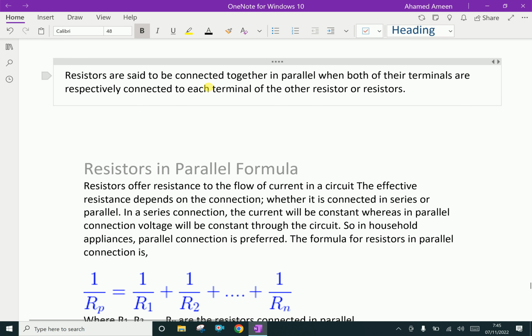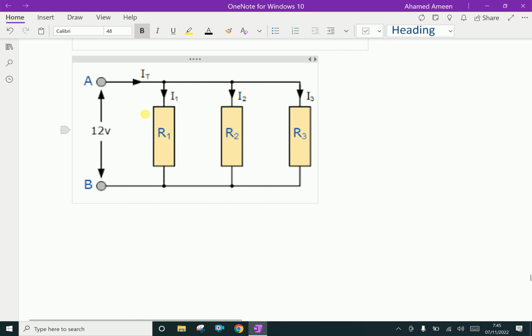Resistors are said to be connected together in parallel when both of their terminals are respectively connected to each terminal of the other resistor or resistors. Here, look at this. The terminal points are A and B, and one end of each resistor is connected to one terminal and the other end is connected to the other terminal. Like the second resistor, one end is connected to one terminal, the other end to the other terminal. Since the resistors are connected in this manner, we can see they are connected in parallel.